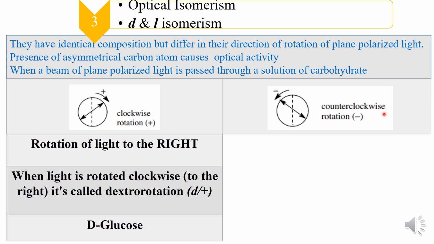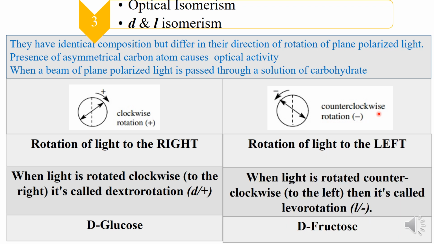Similarly, when the light rotates counterclockwise, it rotates to the left hand side, and this is known as levorotation, designated as small l or minus sign. D-fructose shows L type of optical isomerism. Therefore, stereoisomerism and optical isomerism are different. So you can see here that both glucose and fructose are D type of stereoisomerism showing different optical activity.